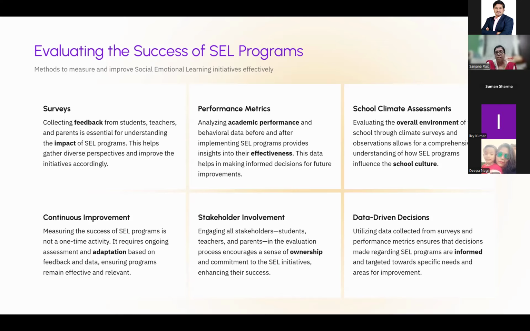Next is stakeholder involvement. Without stakeholders' involvement, it is not possible. So their involvement is also very much required. Data-driven decisions: utilizing data collected from surveys and performance matrix ensures decisions made regarding these programs are informed and targeted towards specific needs and areas for improvement. So we will know in which area we have to improve and what has to be implemented.